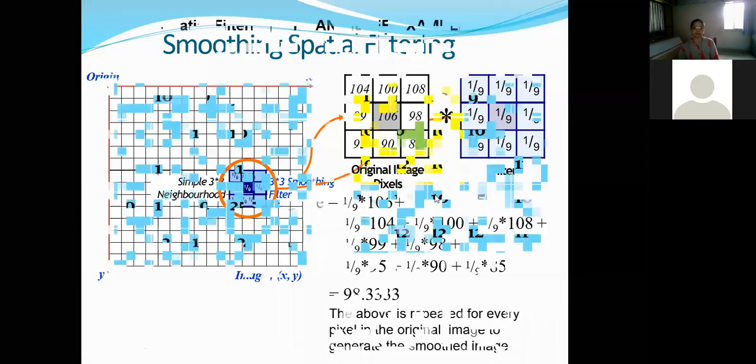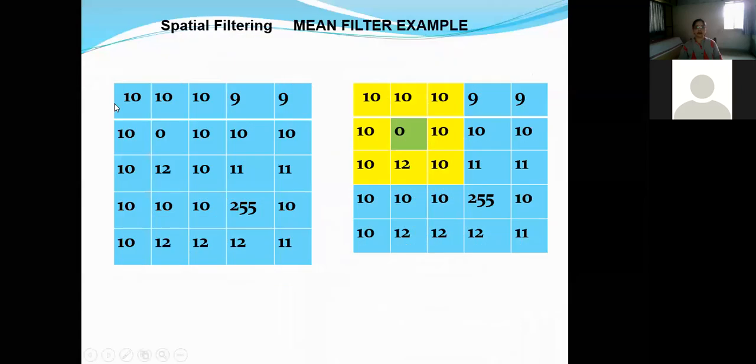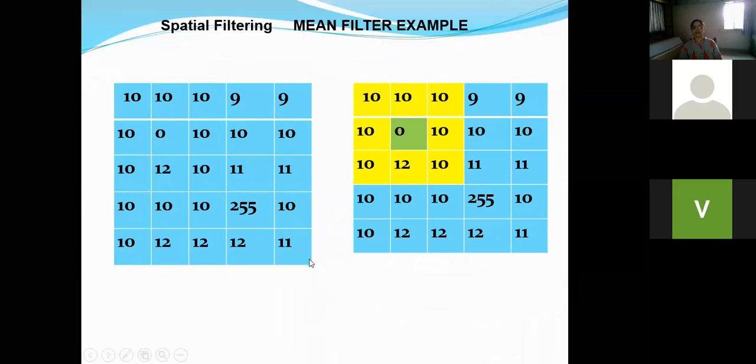Okay, so now consider one more example. I request all of you to note down this 5/5 image. Please note down. I'm just reading the first row: 10, 10, 10, 9, 9. Please copy all these rows. And now we have to apply the averaging filter or arithmetic mean filter or basic smoothing filter on the given image.